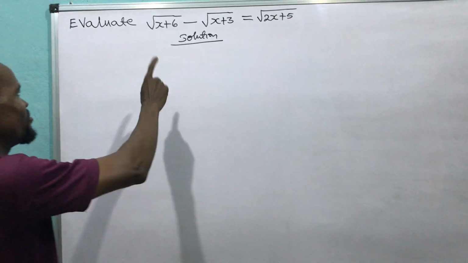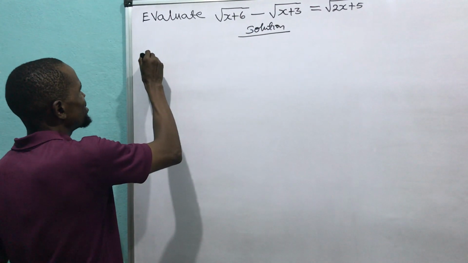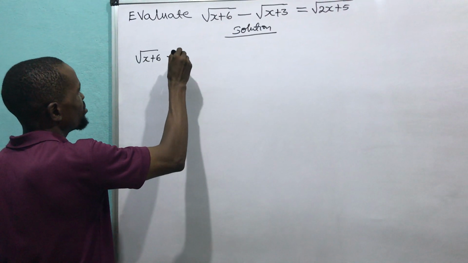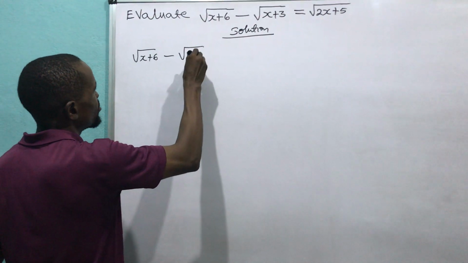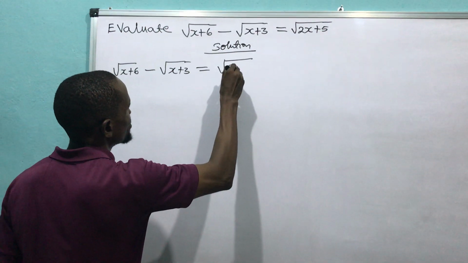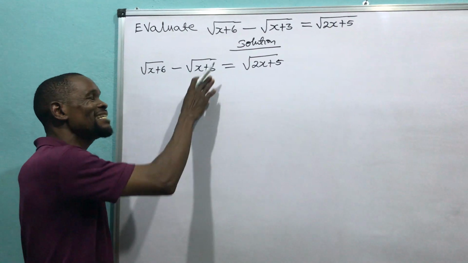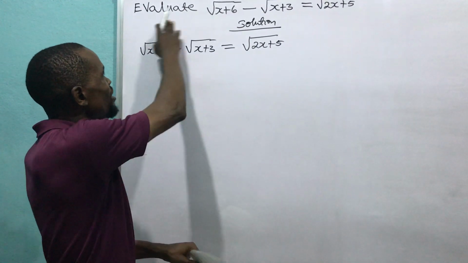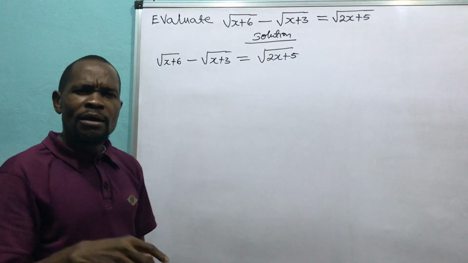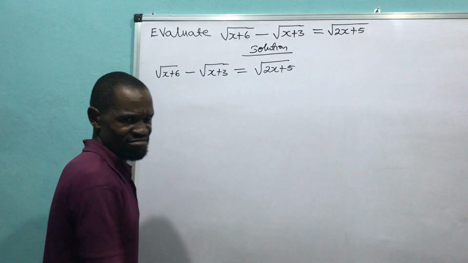Over to what we have. What they give me is this: root of x plus 6 minus root of x plus 3 equals root of 2x plus 5. What they want me to get here is x. Evaluate means I should get the value of x. But the x they said I should get is all inside a prison.